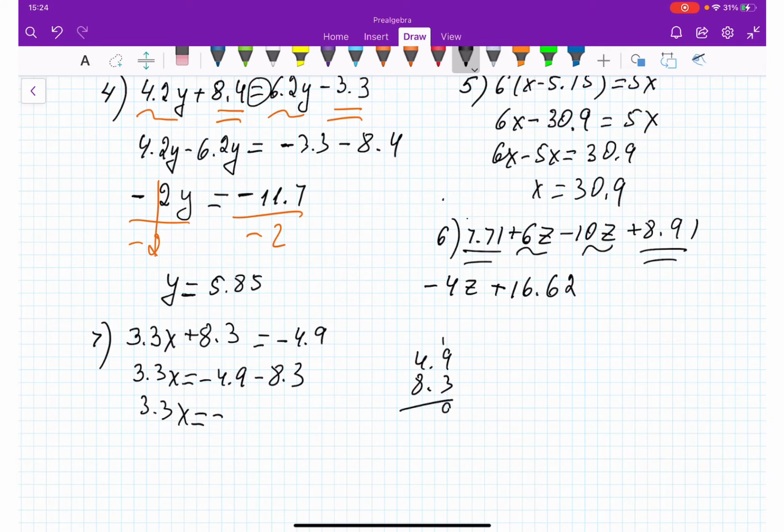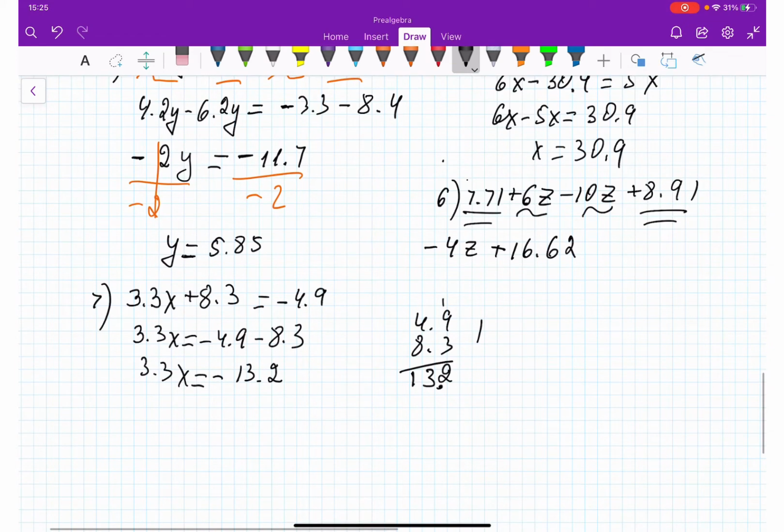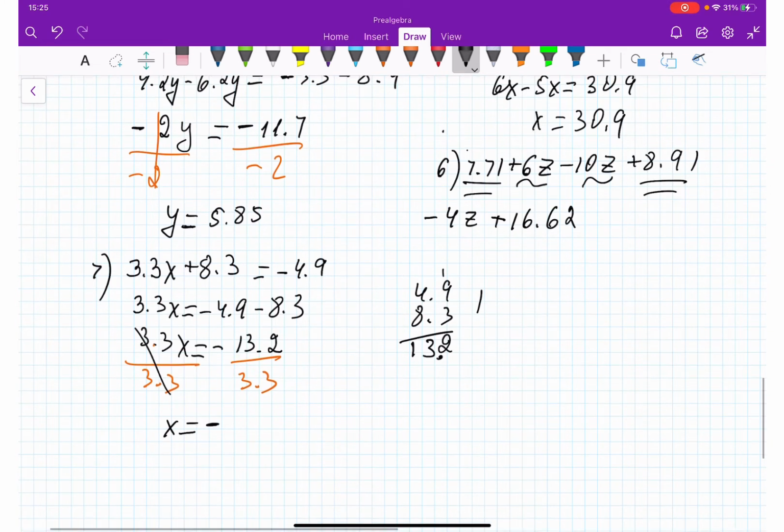9 plus 3 is 12. 4 plus 8 is 12. And 1, 13. Decimal point. 13.2. Now we need to divide, right? We need to divide by 3.3. This is gone. X is equal, the sign is negative.